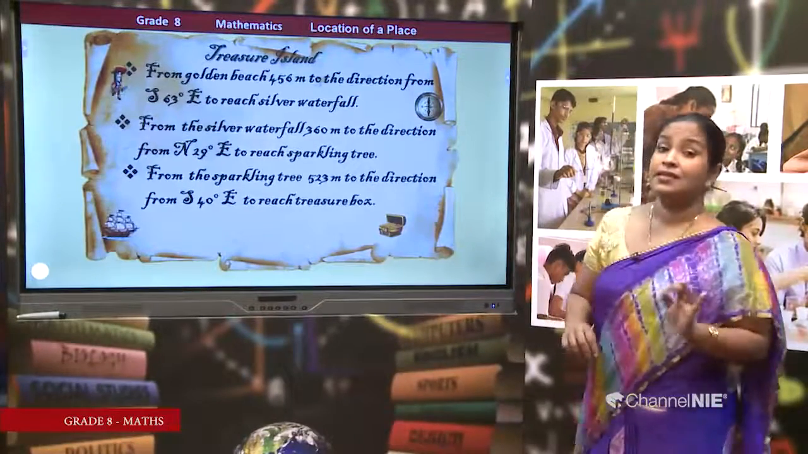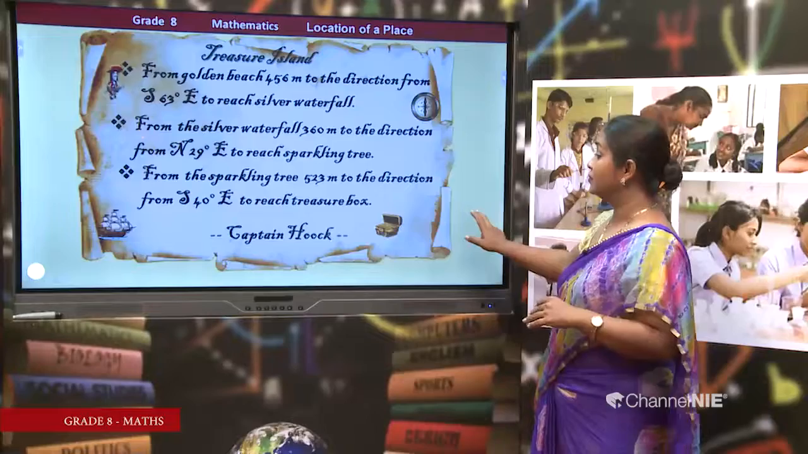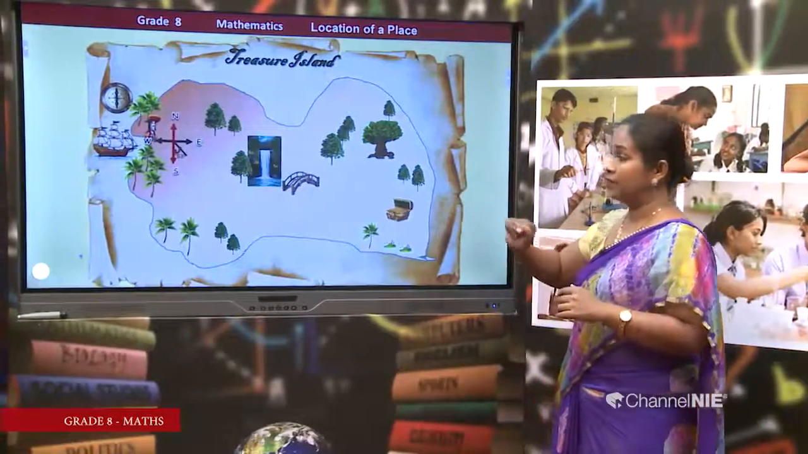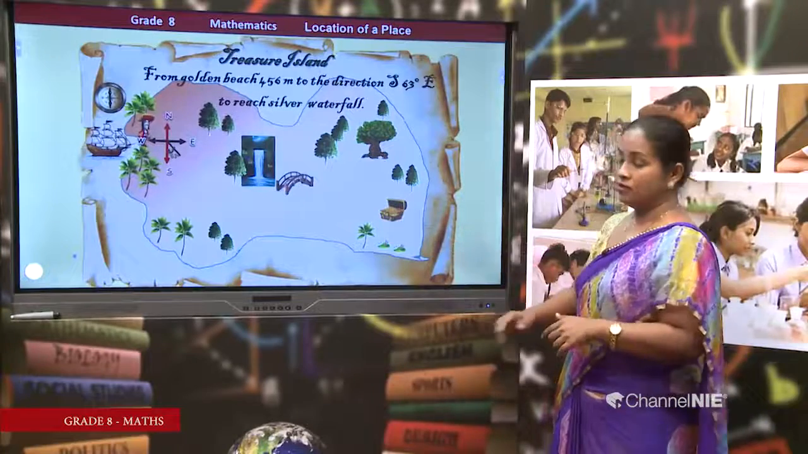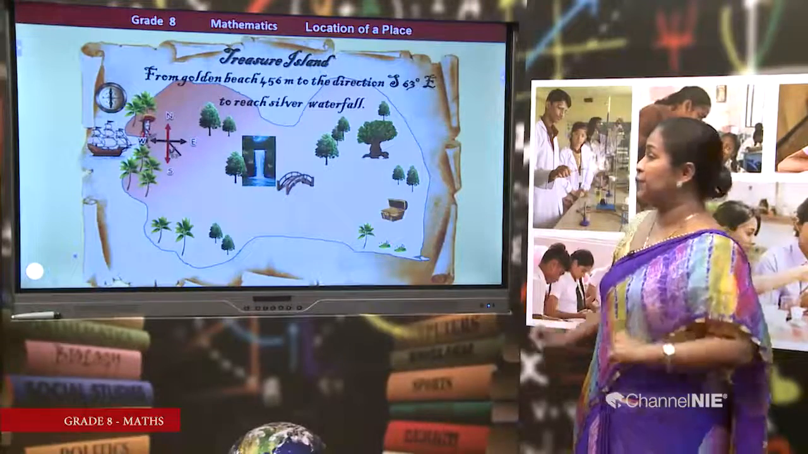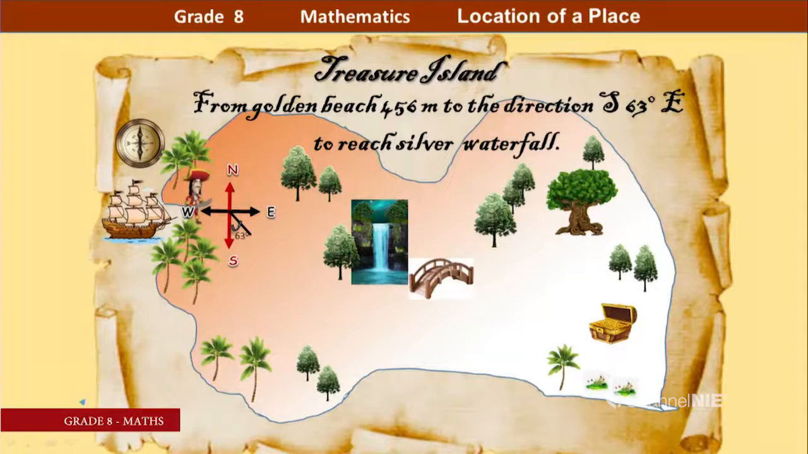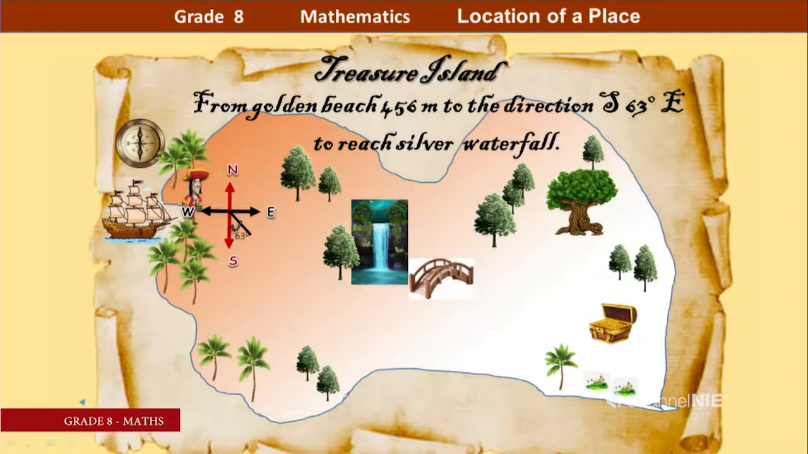We will see this step by step, how Captain Hook reached the treasure. The first step, now he is at Golden Beach. Can you see his ship there? Yes. Okay, what is the first step? From the Golden Beach, 456 meters to the direction from south to east, 63 degrees to reach the Silver Waterfalls.